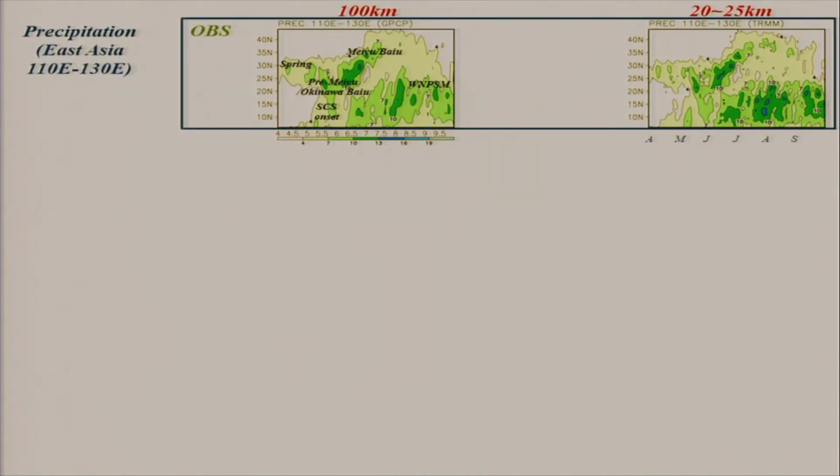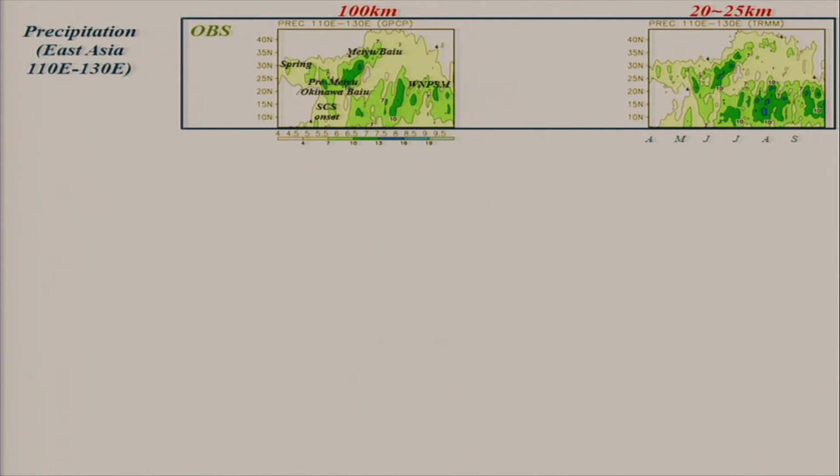Okay, for more detail on the East Asian precipitation, this is the observation from the GPCP and the much higher resolution one from TRMM, and the cross-section over East Asia here. This is from April to September, and this is the latitude band.